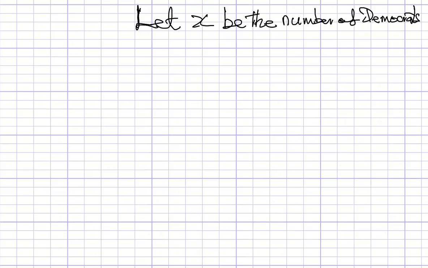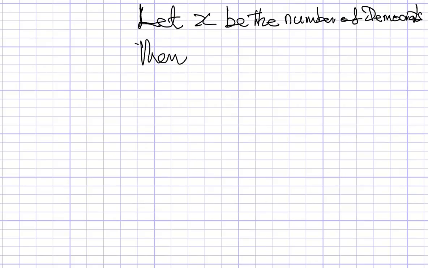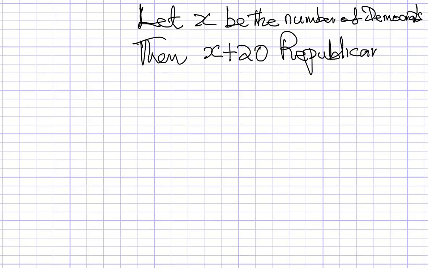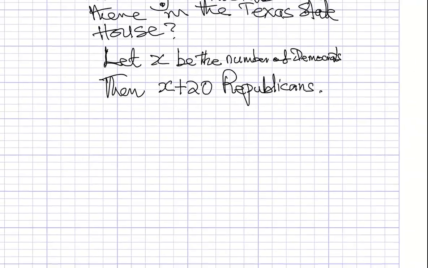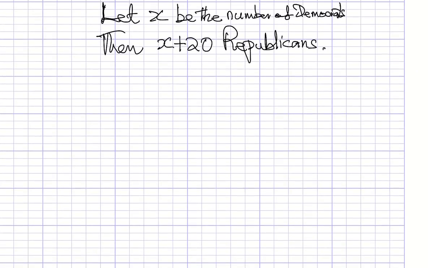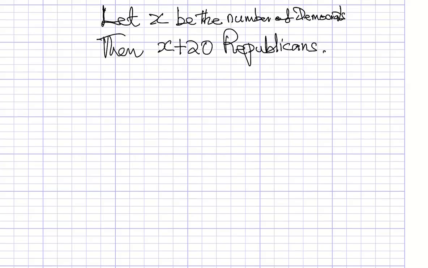To say Republicans are 20 more, then it means if the number of Democrats is represented by X, then that means there are X plus 20, because they say Republicans are 20 more than Democrats. There are X plus 20 Republicans. That's what that means. Right? Okay, that's why I said this is similar to the other problem we just solved. It's almost the same thing. It's the same idea.